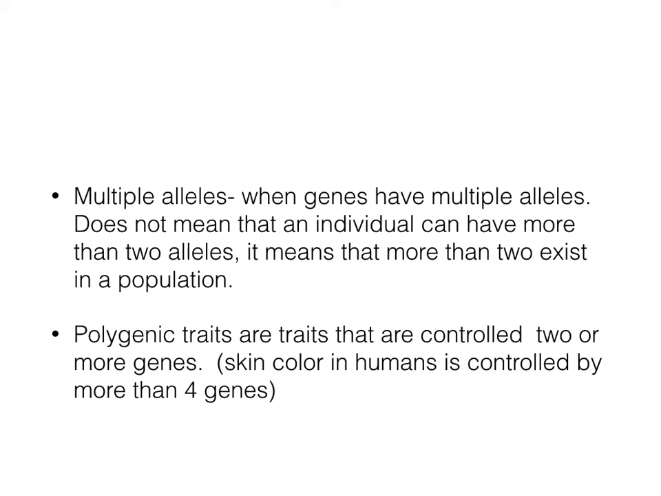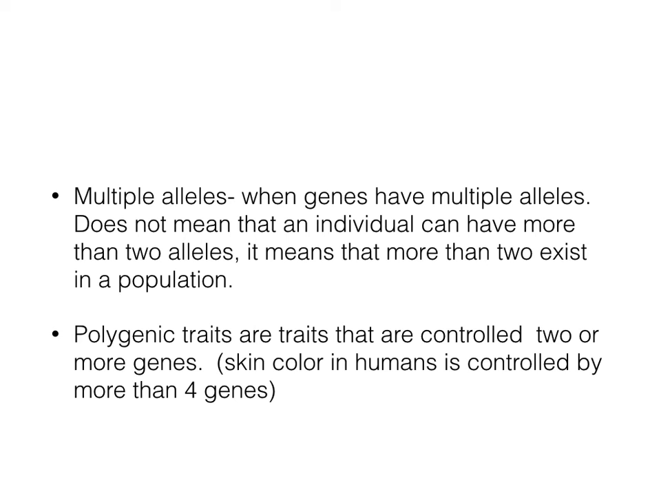So multiple alleles is when genes have multiple alleles. It does not mean the individual has more than two. It means that more than two exist in the population. So polygenic traits are traits that are controlled by two or more genes. Skin color in humans is controlled by more than four.